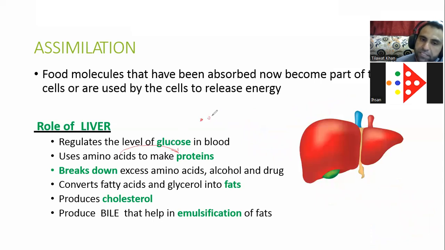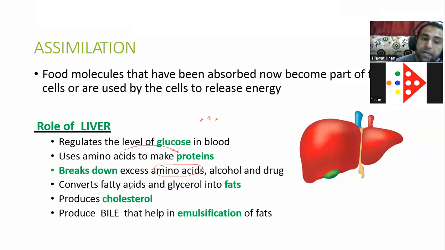Several amino acids join with each other that form protein. In liver, excess amino acid breakdown is happening. Excess amino acid will break and that will convert into urea. How it will break, this topic is coming now. In liver, the breakdown of alcohol and drugs, detoxification of drugs is happening. Alcohol breakdown is happening in liver.